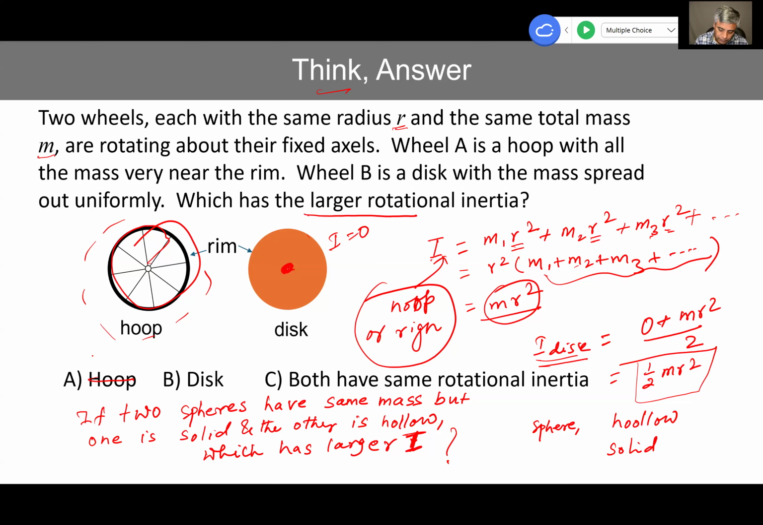So hollow sphere, solid sphere, or both of them have the same rotational inertia. So now I'm polling on this question, folks. Hopefully you are paying attention. And you have 30 seconds to answer this question.